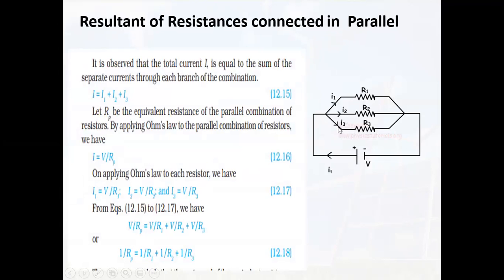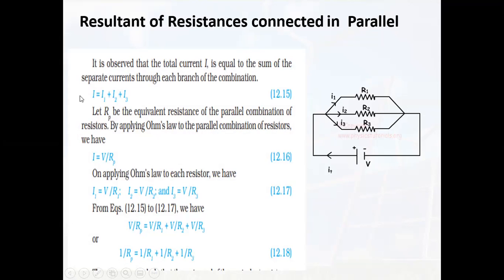See here I1, I2, I3. So the total current I is equal to I1 plus I2 plus I3. We know very well I is equal to V upon R. So in the case of I1, V upon R1, I2, V upon R2, and I3, V upon R3.